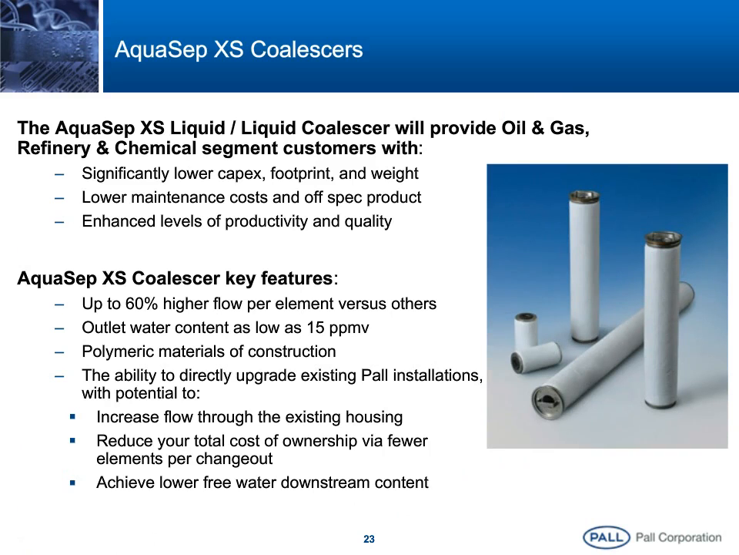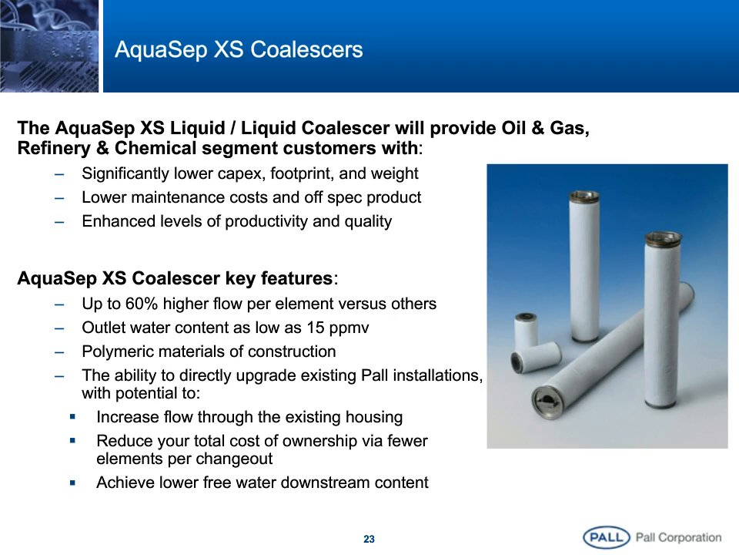Wanted to say a few words about the AquaSep XS and EL coalescers. These are new products in the Pall arsenal as of this year and offer tremendous range extension in our capabilities. What we're looking at is a product that will offer significantly lower CapEx, footprint and weight, lower maintenance costs, less off-spec product, enhanced levels of productivity, better quality through features such as a 60% higher flow per element versus other styles within the Pall arsenal and within the marketplace.